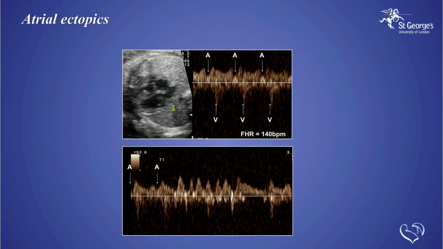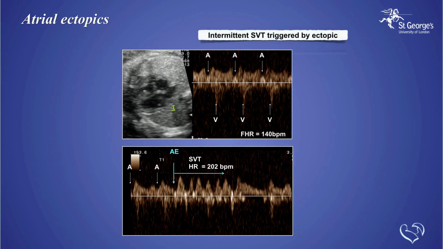The problem is if you document it for short periods, you need to follow that baby because it could go into tachycardia more often. So if you capture that at any point, you need to follow that baby. So that's a short period of heart rate of about 200 beats per minute. So intermittent SVT triggered by an ectopic is not benign. You may not need to treat, but this baby may go into persistent tachycardia and may require treatment.